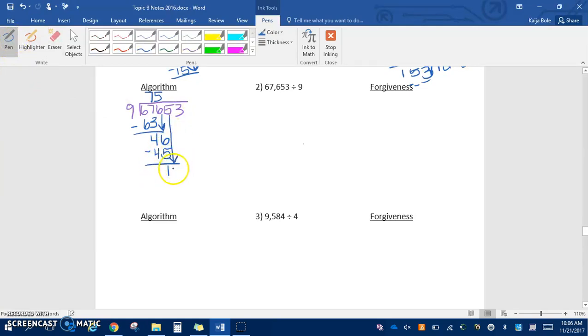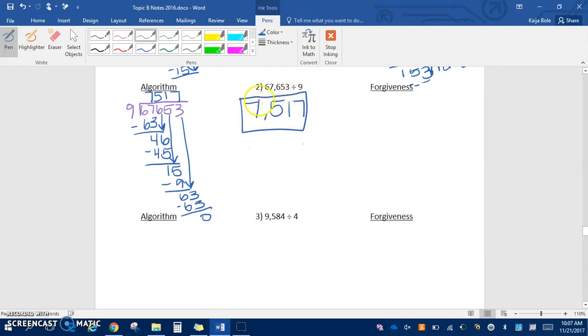I bring down the 5. How many groups of 9 go into 15? And that's only 1. So I'm going to subtract 9, and I'm left with 6. If I bring down this last 3, we know that 7 whole groups of 9 go into 63, and I subtract 63, so I'm left with 0, and I have no numbers left. So that means my answer would be 7,517.